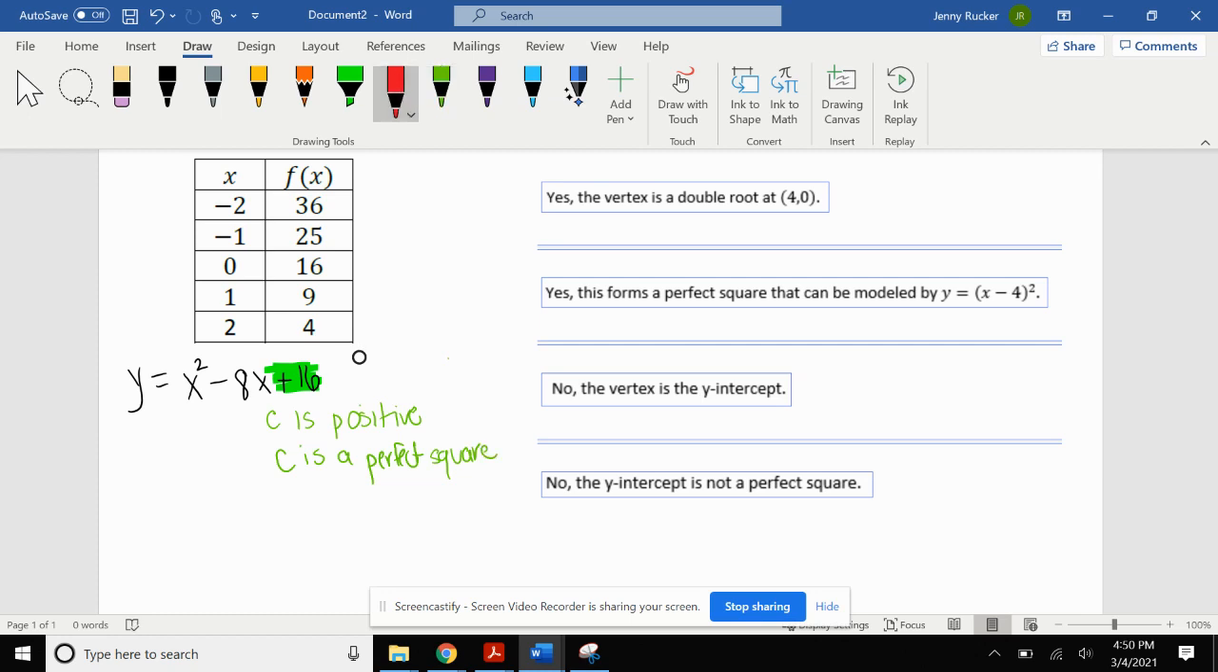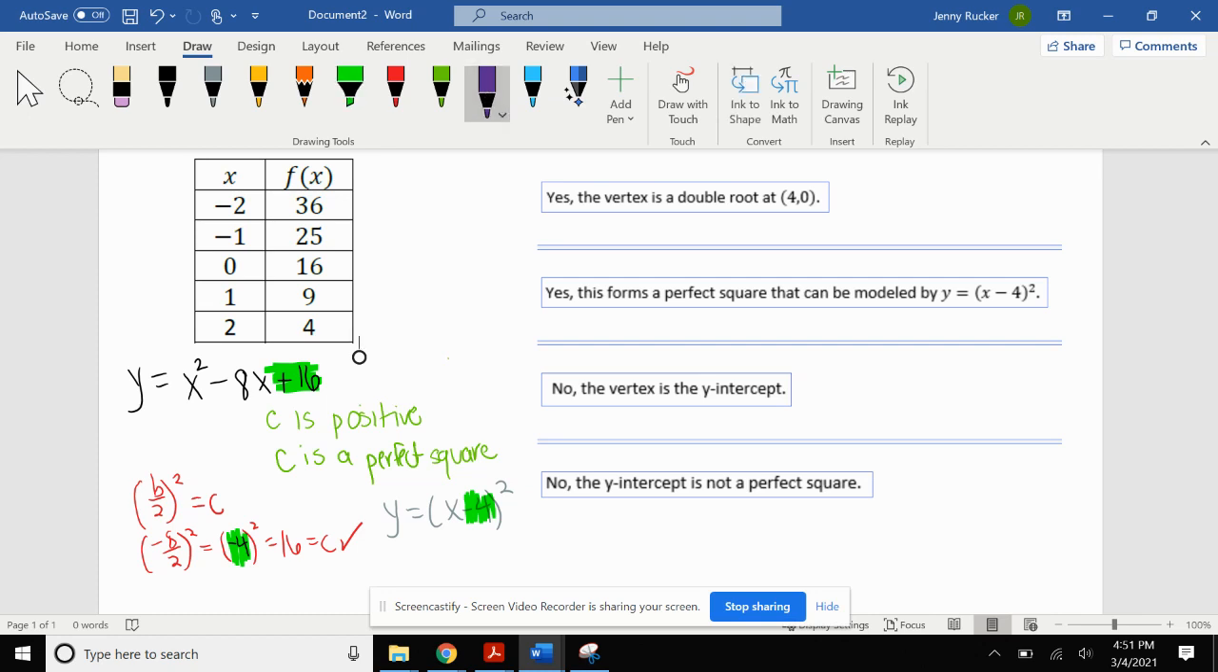Let's double check our relationship between c and b. In a perfect square, we know that b divided by 2 squared must equal c, so let's check. Negative 8 divided by 2 squared is negative 4 squared, which is 16, and that's our c value, so this works. So we could build our equation from this as y equals x minus 4 squared. And again, we can look at this b divided by 2 value. That's what goes in as our h in our vertex form.